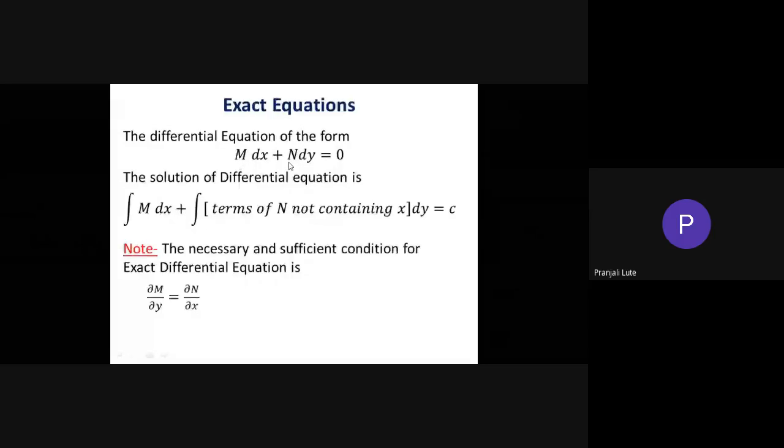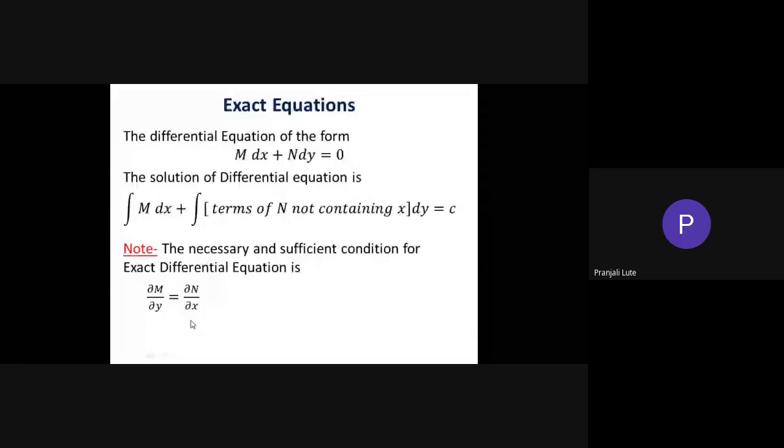But before that, there is one note: the necessary and sufficient condition for an exact differential equation is, first you have to identify M, you have to identify N, and after identifying M and N, you have to calculate del M by del y and del N by del x. If del M by del y and del N by del x both are same, then your differential equation is exact. You have to note down this point.